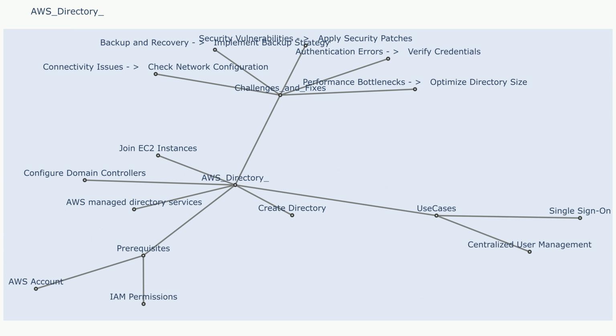Backup and recovery. Implement backup strategy, regularly back up your directory data to ensure recovery in case of failures. Use AWS Backup, leverage the AWS Backup service to automate directory backups and restore functionalities. Configure snapshots, create regular snapshots of your directory to preserve data at specific points in time. Test recovery, regularly test your backup and recovery processes to ensure they are effective.